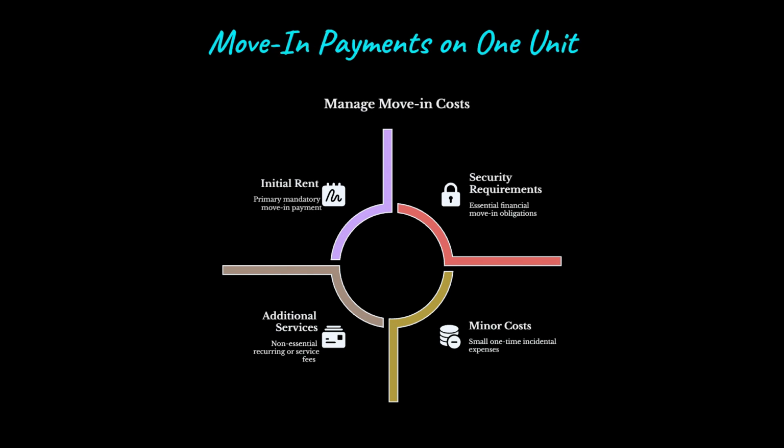Picture a single rental unit at move-in, with each lawful charge attached to it like a label: first month's rent, last month's rent, security deposit, and lock and key cost. These 4 labels are the entire lawful transaction. Nothing else may be attached.